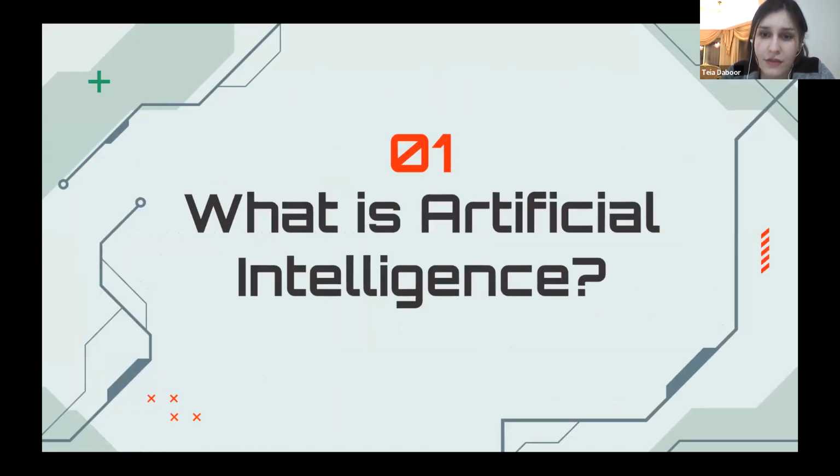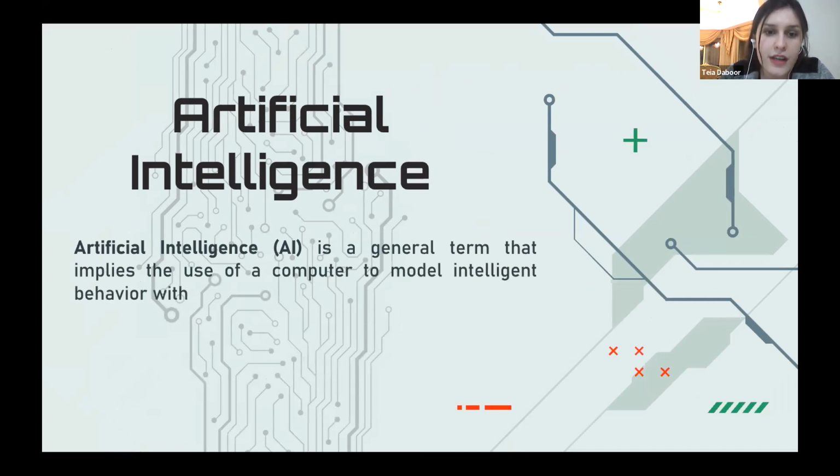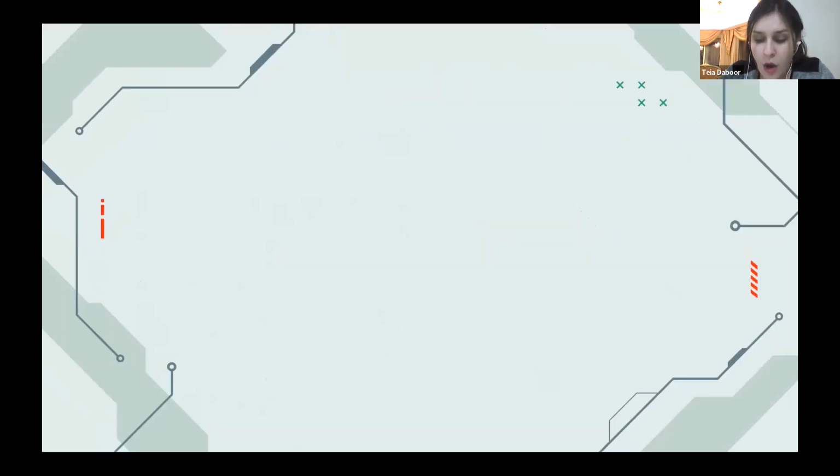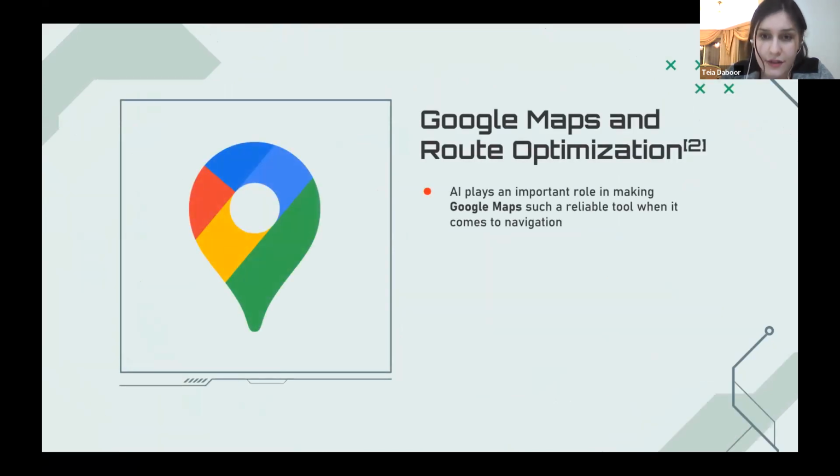One might ask himself, what is artificial intelligence? Although it's a very complex topic, it can be defined as a general term that implies the use of a computer to model intelligent behavior with minimal human intervention. We often ask ourselves, where can we find AI? In reality, AI is found in our everyday lives.